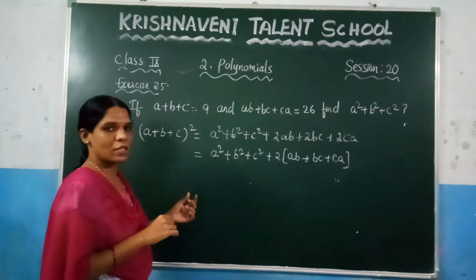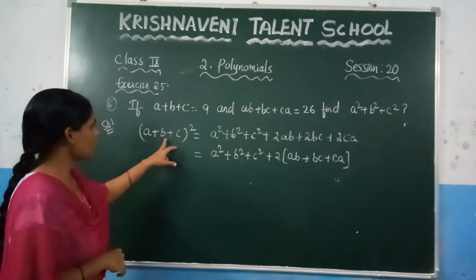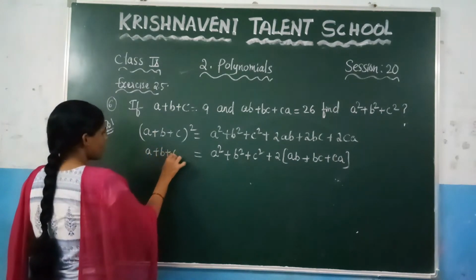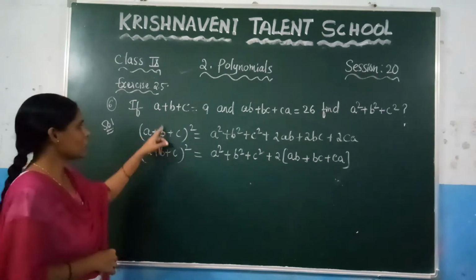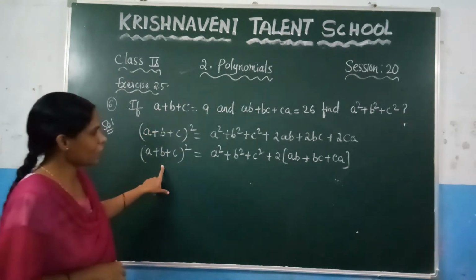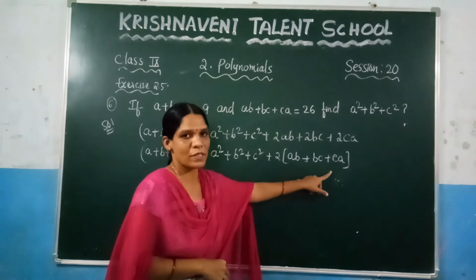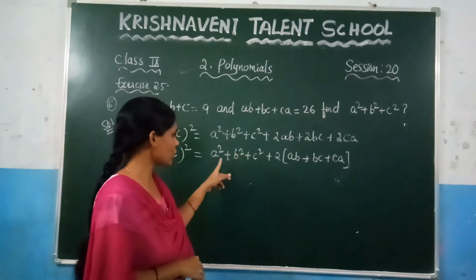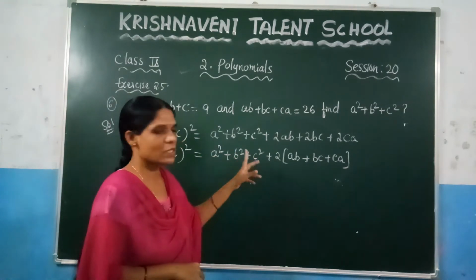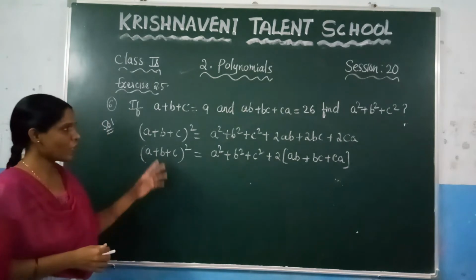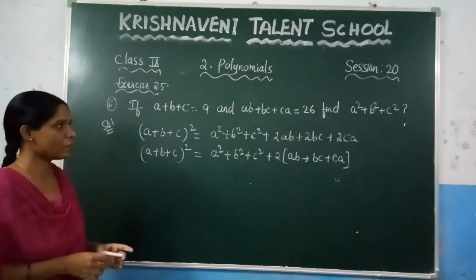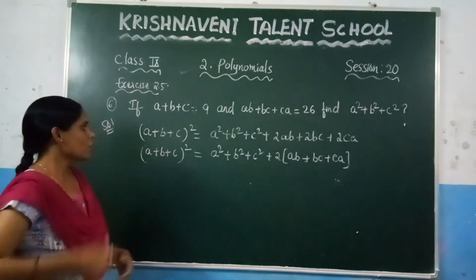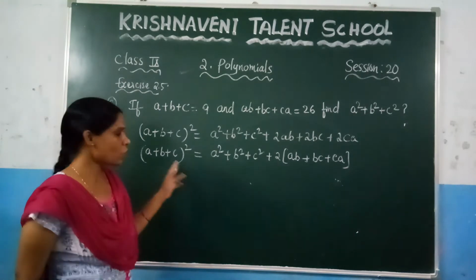Now if you see the question, you know the value of a plus b plus c, which is 9. Here I am writing a plus b plus c whole square. You know the value of a plus b plus c, and similarly you know the value of ab plus bc plus ca. Now you need to find this value. If you substitute these values in this formula, you can find the value of a square plus b square plus c square. So by seeing the question, you have to think which identity we need to apply so that you can find the value of a square plus b square plus c square. By seeing this identity, you can observe that all the values are given.